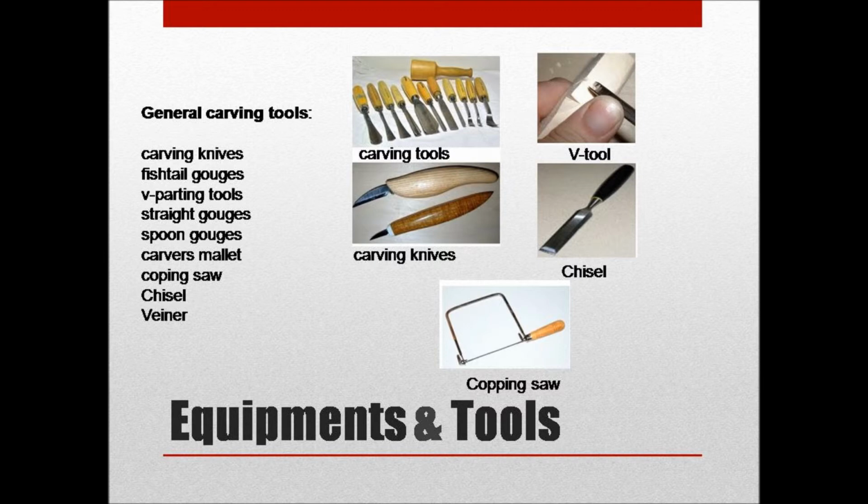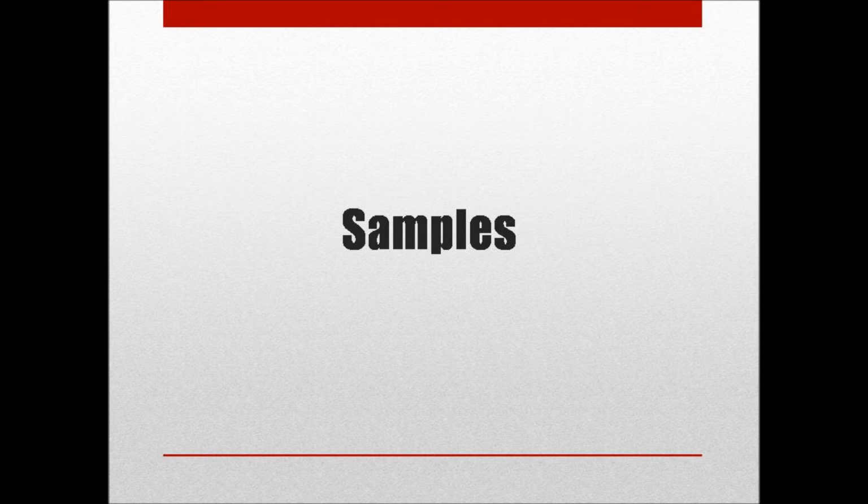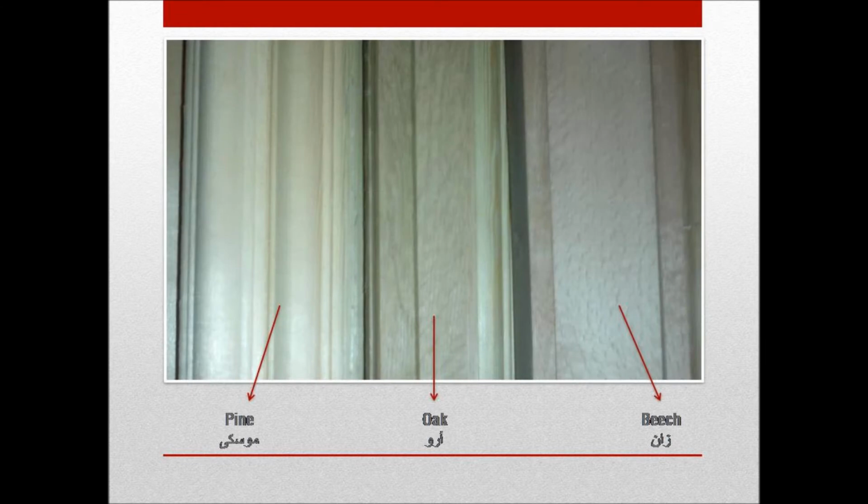Here are some general carving tools. We have carving knives, fishtail gouges, V-parting tools, straight gouges, spoon gouges, carver's mallet, coping saw, chisel, and vinner. Now we're going to look at some samples that we saw during our visits to the workshop. I'll sum up the comparisons between each of the wood that were found.